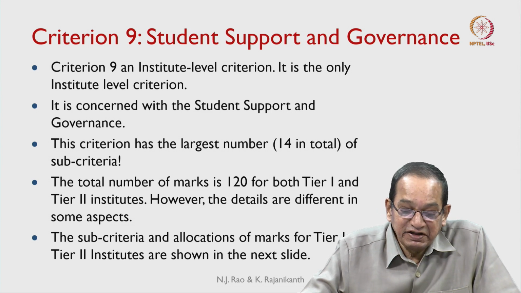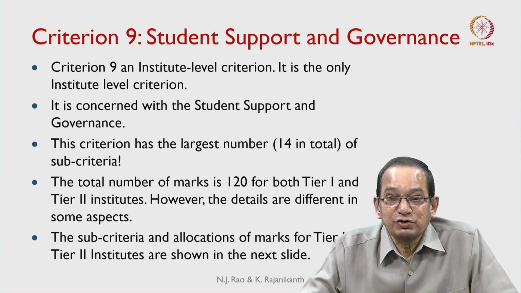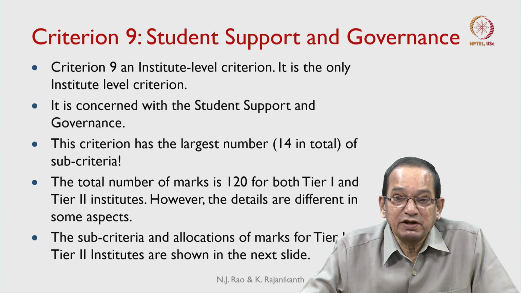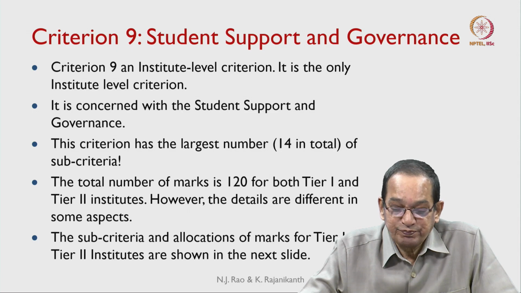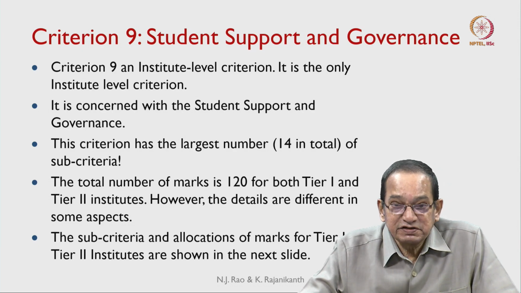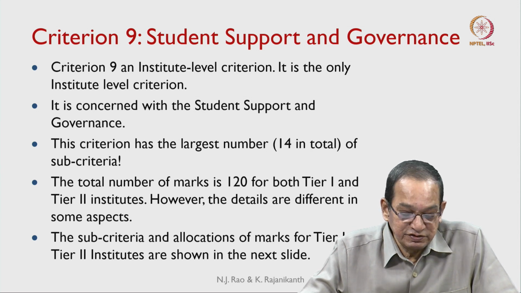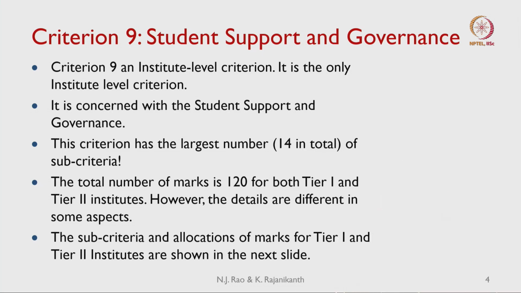And this criterion has the largest number of subcriteria, 14 in total. A very large number of subcriteria are concerned with the student support and governance. The total number of marks is 120 for both Tier 1 and Tier 2 institutes. However, the details are different in some aspects. In some aspects they are identical, but in some aspects there are differences. The subcriteria and allocation of marks for Tier 1 and Tier 2 institutes are shown in the next slide.